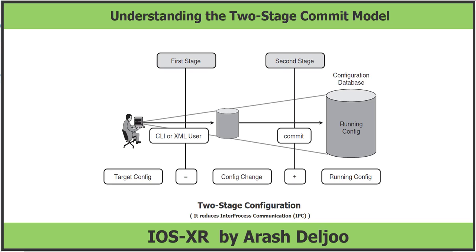In this video, I'm going to explain the two-stage commit model in IOS XR. Cisco IOS XR supports the concept of a two-stage commit model. In a single-stage commit model, each line of the configuration that enters the router takes effect immediately, like Cisco IOS.